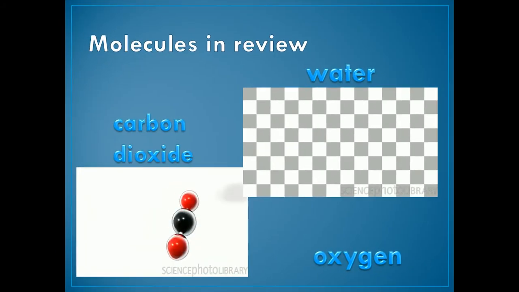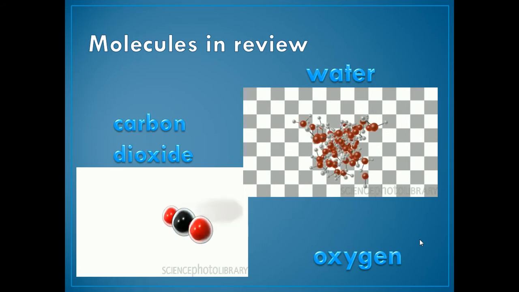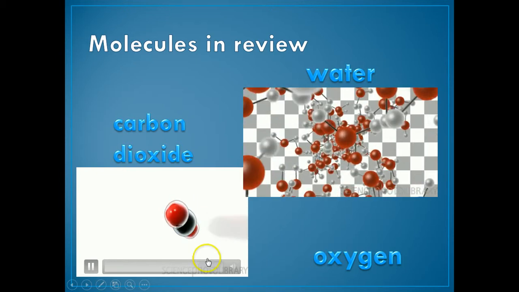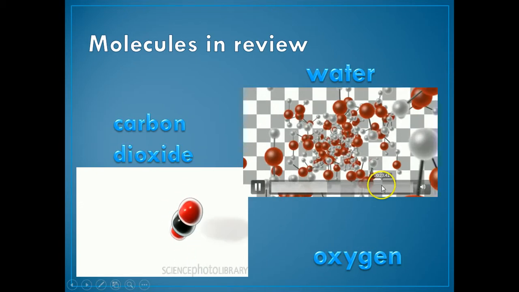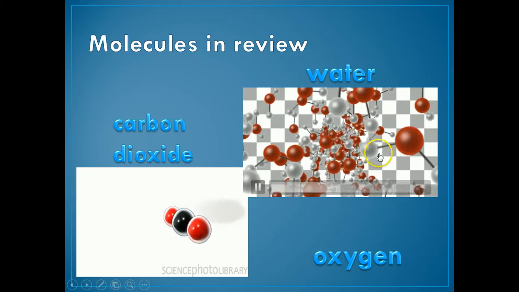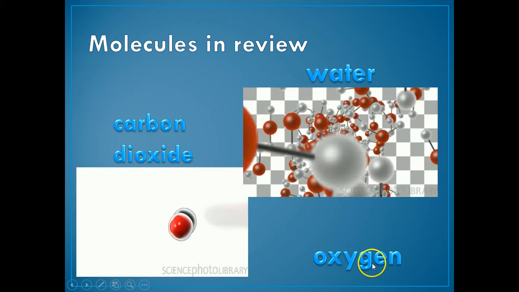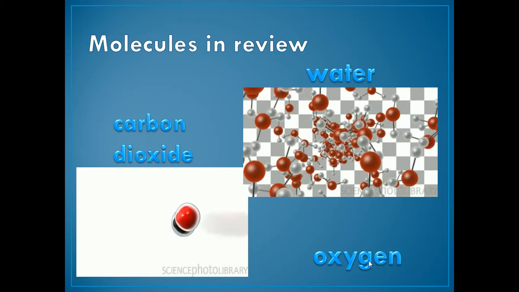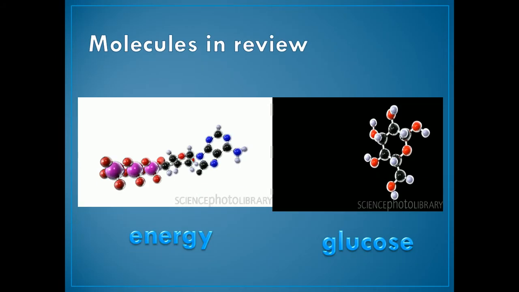Now let's review some of the molecules you need to know for the two energy processes that we will be talking about. The first molecule is carbon dioxide. You can see it's made of 3 atoms, 1 carbon and 2 oxygen atoms. And the other molecule is water. Water is also made of 3 atoms. And the last molecule is oxygen, which is only made of 2 atoms. So those are all very small molecules.